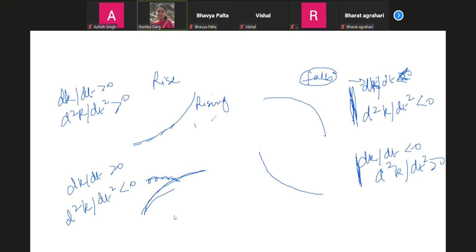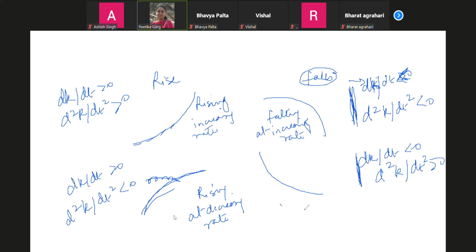Now, here we say that this is basically rising at increasing rate. And here we say rising at decreasing rate. Falling at increasing rate. And this is falling at decreasing rate. Now, the same signs on second derivatives, but for rising and falling, when we say increasing or decreasing, these are different connotations that we attach.